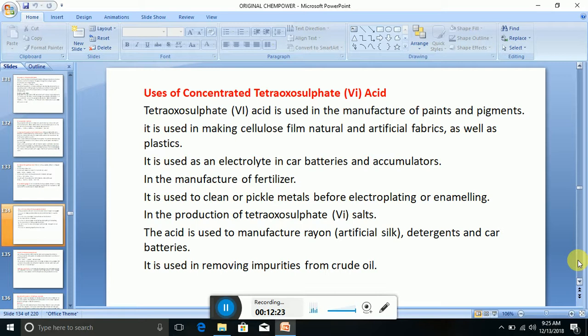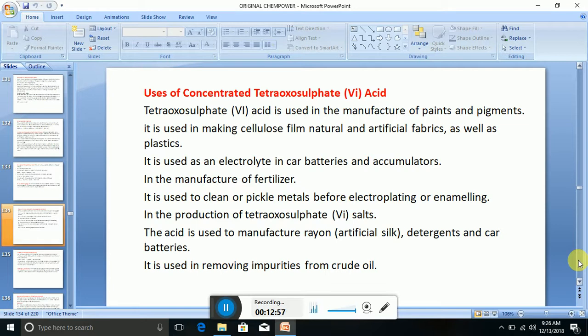Uses of concentrated tetraoxosulfate(VI) acid. Tetraoxosulfate(VI) acid is used in the manufacture of paints and pigments. It is used in making cellulose film, natural and artificial fabrics, as well as plastics. It is used as an electrolyte in car batteries and accumulators. It is also used in the manufacture of fertilizer.